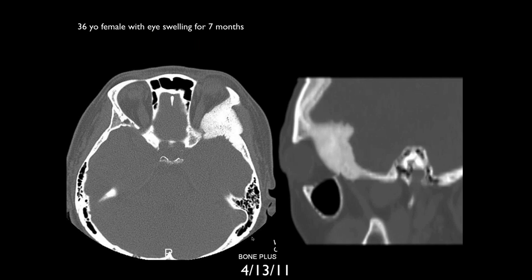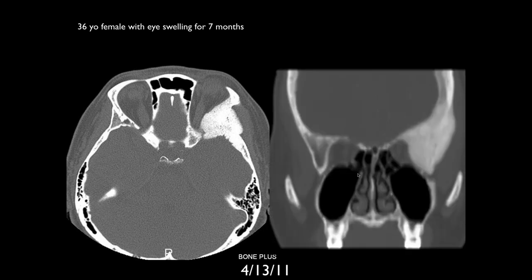Okay, 36-year-old woman, eye swelling for 7 months. So it looks like there's thickening of the zygomatic area of the left orbit, which you can see in fibrous dysplasia. This turned out to be fibrous dysplasia.